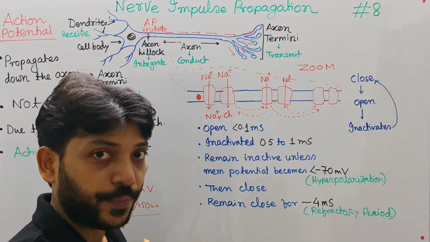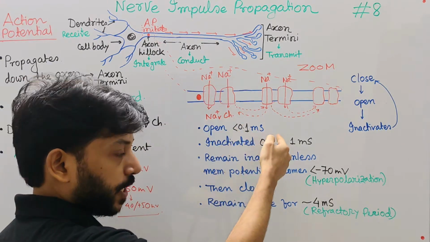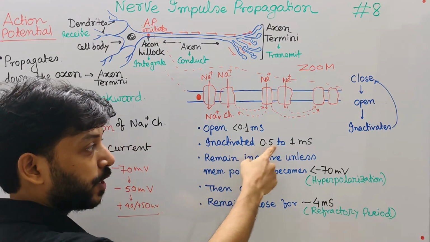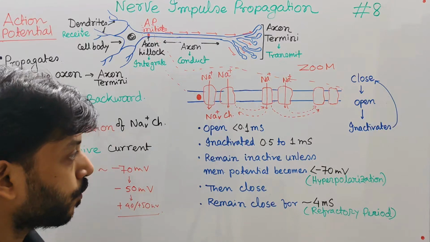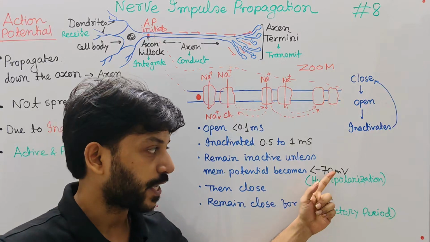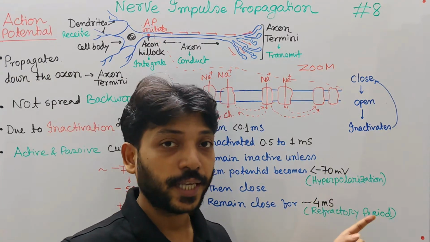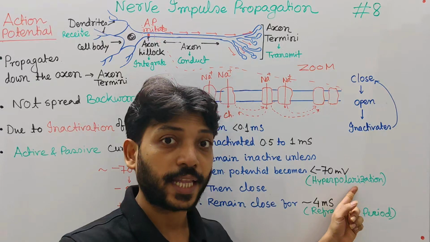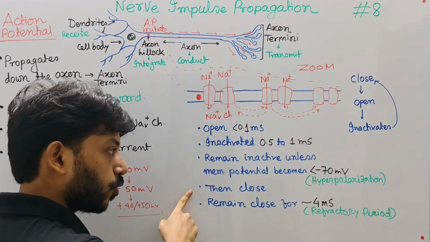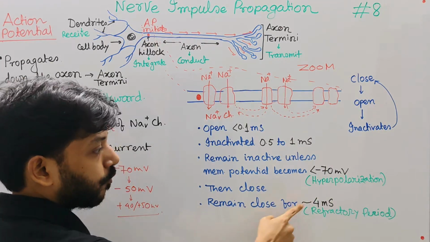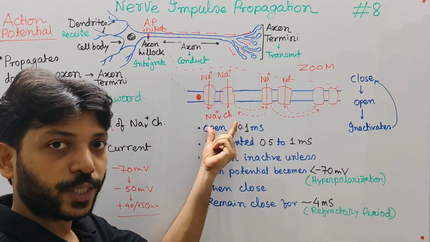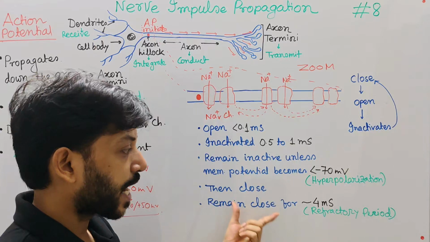The sodium channel has a dynamic that it opens very quickly, in fractions of a millisecond, less than 0.1 millisecond, but it inactivates within 1 millisecond, from 0.5 to 1 millisecond. Now it remains inactive unless the membrane potential becomes less than minus 70 millivolt, that is the hyperpolarization. That means this condition requires the help of voltage gated potassium channels. So it remains inactive, and then it closes when it hyperpolarizes and remains closed for 4 milliseconds, that is the refractory period. So once a voltage gated sodium channel opens, it quickly inactivates and remains closed.